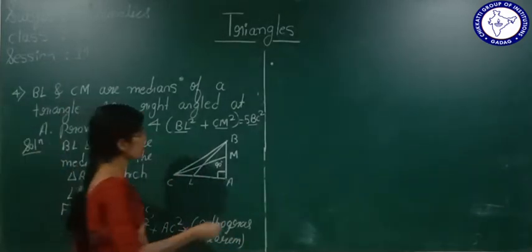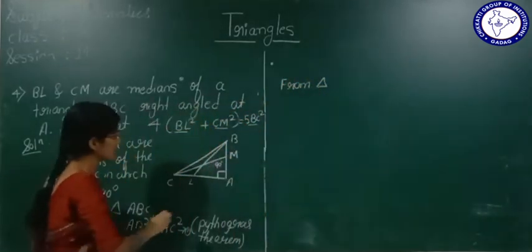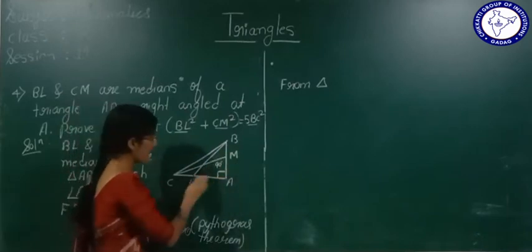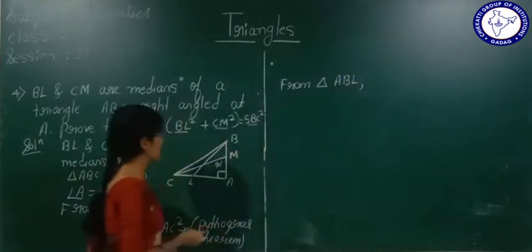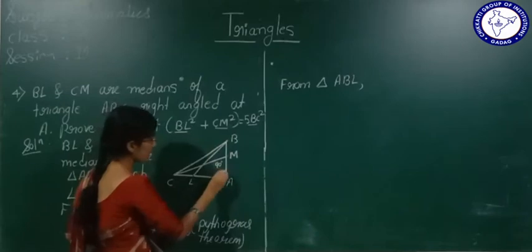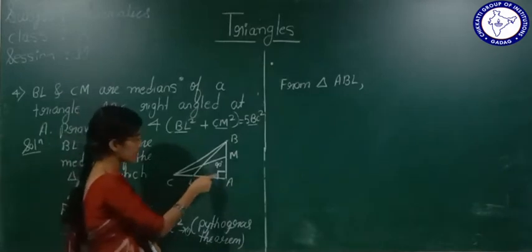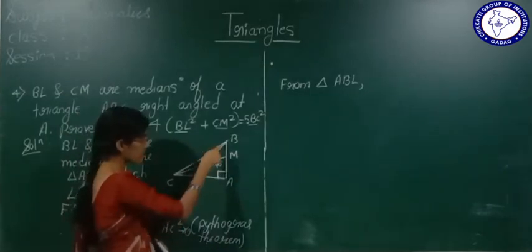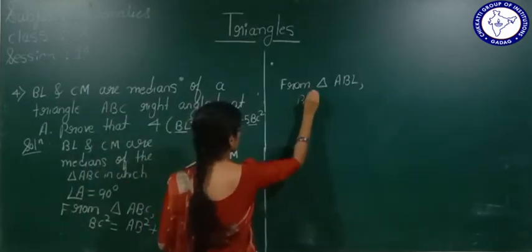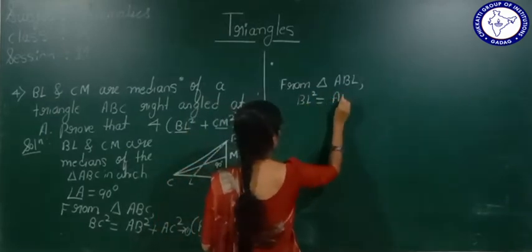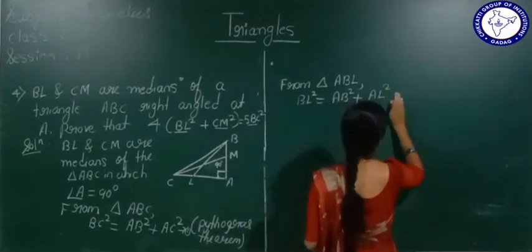Now from triangle ABL, what can we write? Here angle A is 90 degrees, so we can use the Pythagoras theorem. The hypotenuse will be BL, that is BL square is equal to AB square plus AL square. Call this equation.